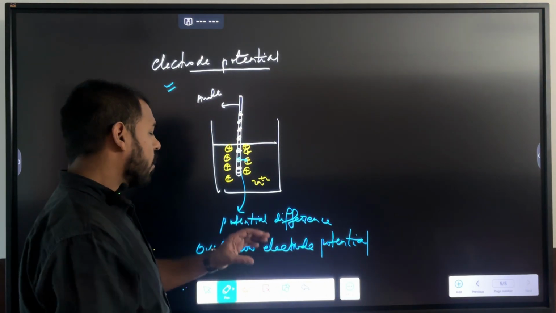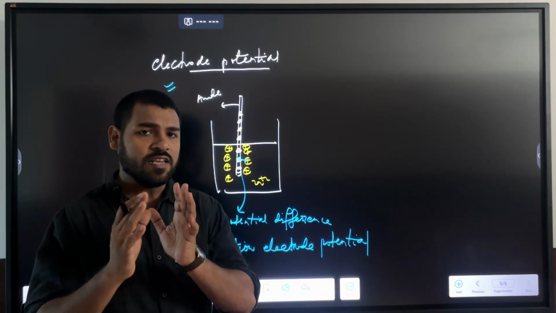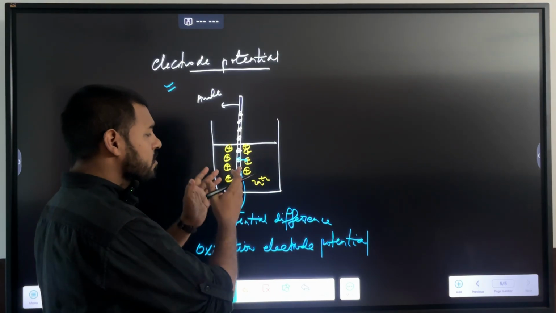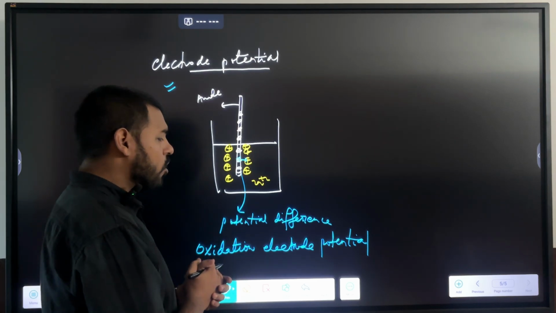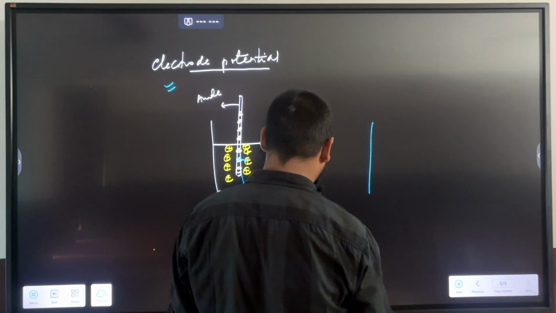This means that after the oxidation, the potential difference generated between the rod and the liquid solution is known as electrode potential. Now coming to the next potential.